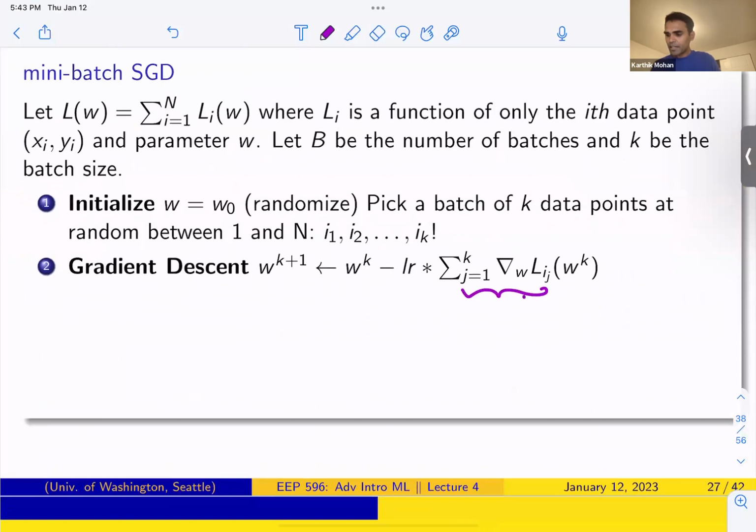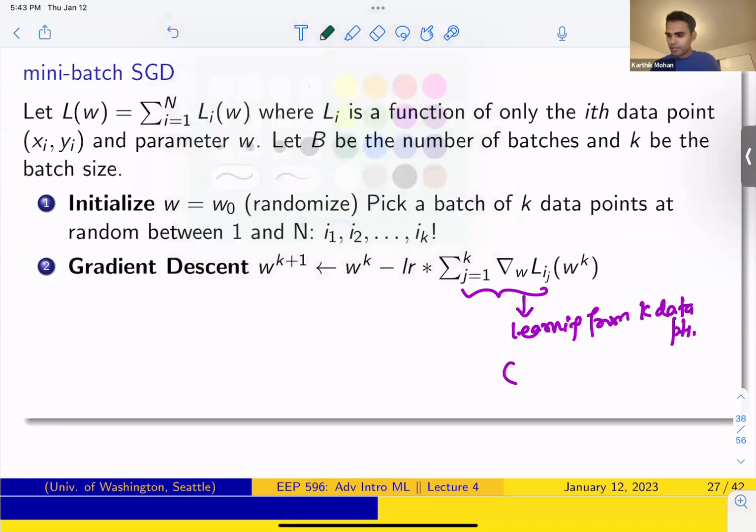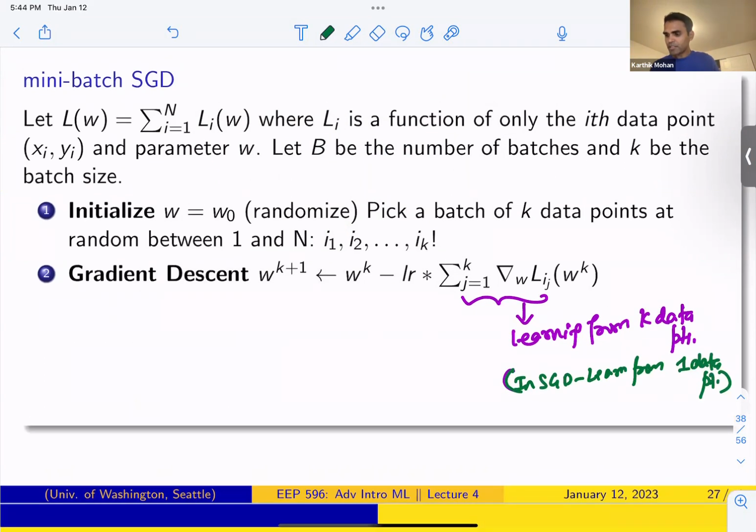So here you see I'm learning from k data points, right? In SGD, learn from one data point. So you're learning from k data points. So the gradient is also averaging, or it's summing or averaging from k data points. So the gradient is informed also from the k data points instead of being informed by one data point. So you have a better sense for where to go with k data points as compared to one data point.